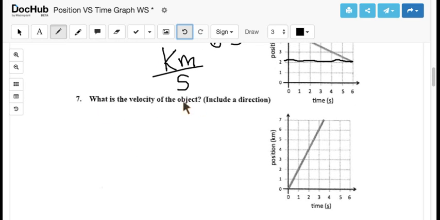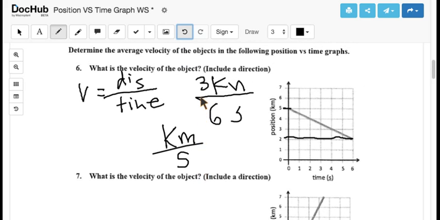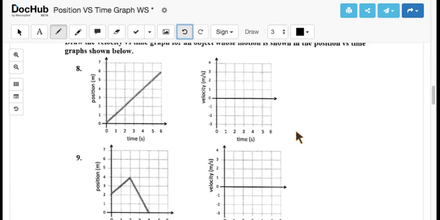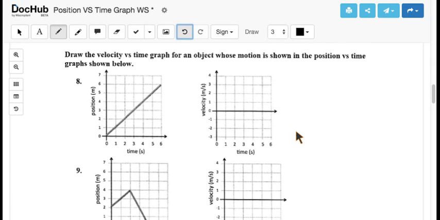Now, this one you're going to do the same way. So you have this one above to look at to help you. Then on number 8, it says draw the velocity versus time graph for an object whose motion is shown in the position versus time graphs shown below. So this is a good one, because when we first did our Graphing Your Motion lab, we were dealing with position versus time graphs. However, this is a velocity versus time graph. And it's always good to think of velocity in terms of speed in a given direction. So if you just think of it as speed, then you should be okay.